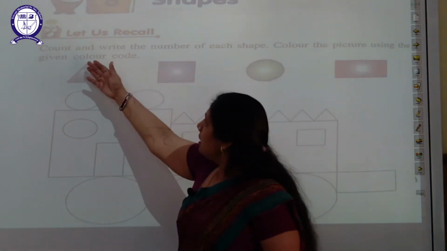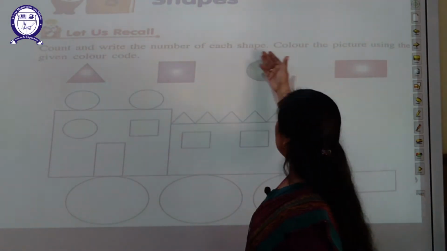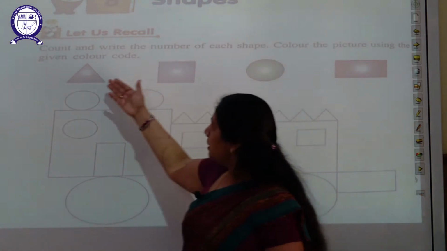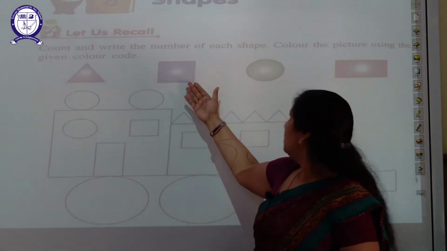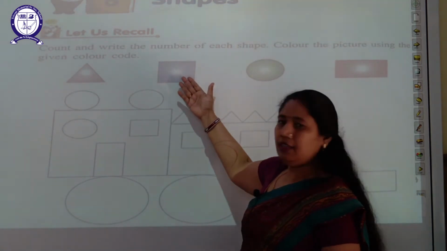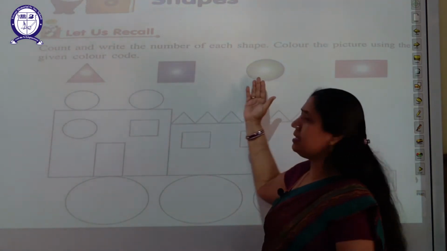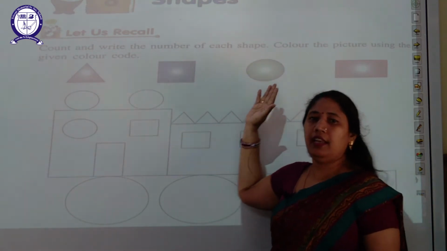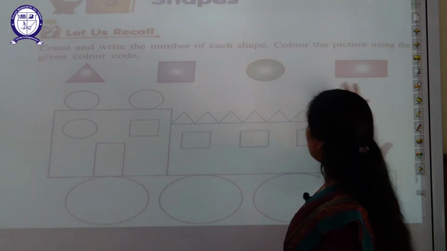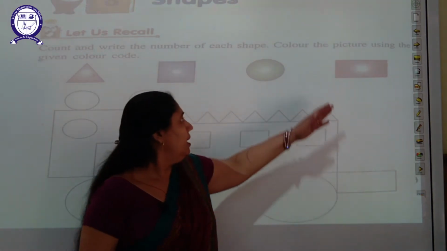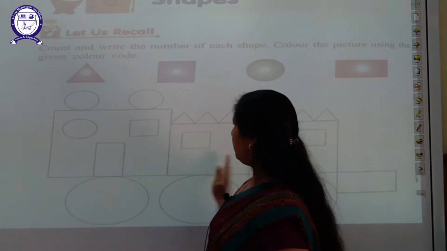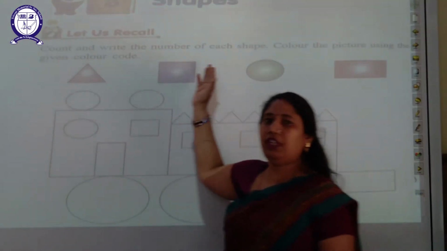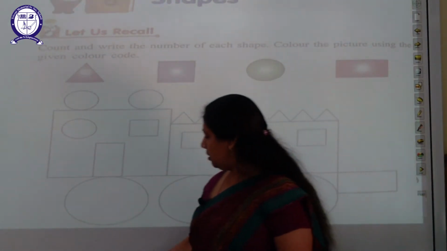Shapes. Count and write the number of each shape. This is a triangle, that is in red color. This is a square in purple color, that is a circle in green color, and that is the rectangle with red color. So you have to color this picture with the help of these clues.